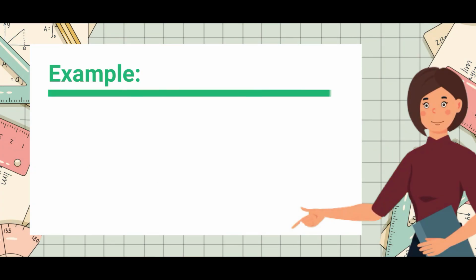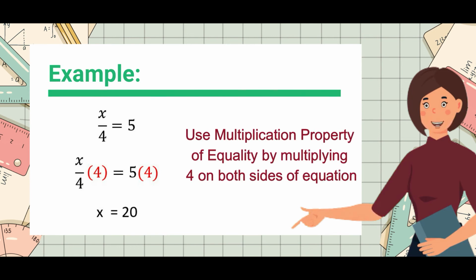For example, we have the equation x over 4 is equal to 5. Using the multiplication property of equality, we multiply 4 on both sides of the equation. So we will have x over 4 times 4 is equal to 5 times 4. So we will now have x is equal to 20.